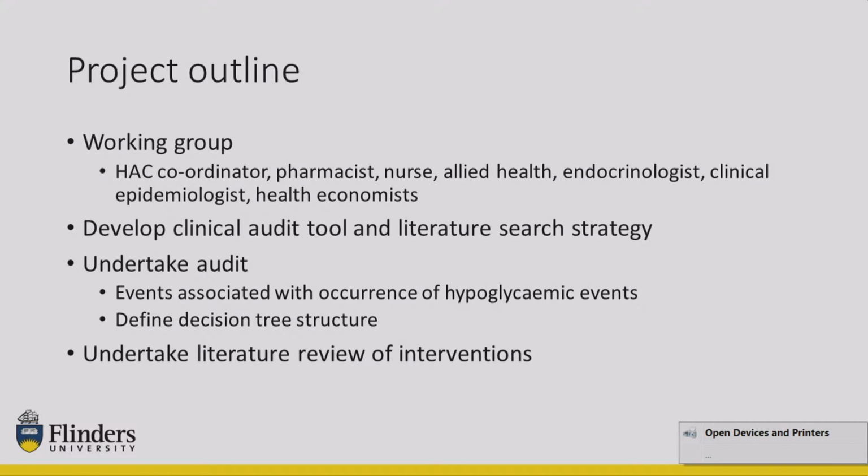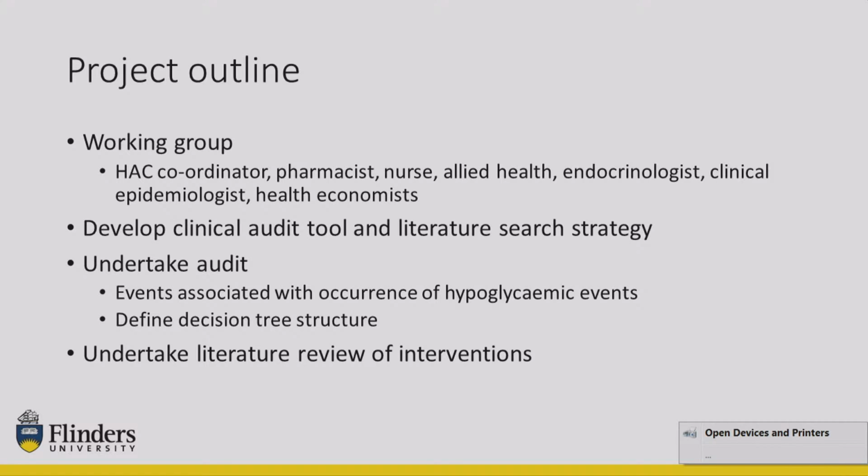So we work with the working group to develop a novel clinical audit tool, which is designed to elicit information to inform our decision tree. We also developed a literature search strategy, undertook the audit, and the key aim of the audit was to identify events that are associated with the occurrence of hypoglycemic events and use that information to define a decision tree structure.